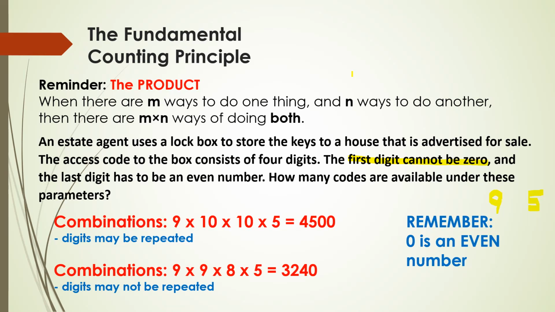When digits may not be repeated, you've got to think carefully. Naught is not allowed for the first, so there's 9 choices. Then naught is thrown back in, but another number was thrown in here, so there's still 9 left. The number that went in here is removed, so there's 8 left for the third choice of number, and then your number of even numbers. So if you multiply that out, you can see it's significantly less choices that you have if you don't allow for repeat.